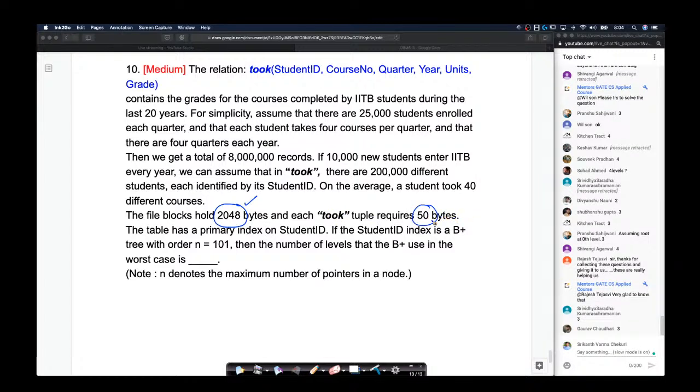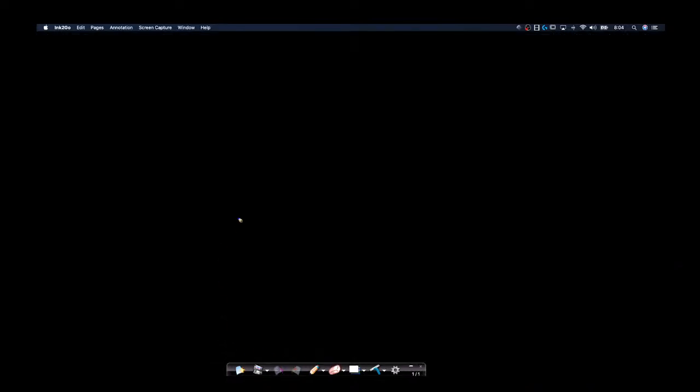Let's ask ourselves this very basic question: how many tuples can you store per block? The tuples you can store per block is 2048 by 50, which is equal to 40. Of course, you have to take the floor of it, because you can only store an integer number of tuples.